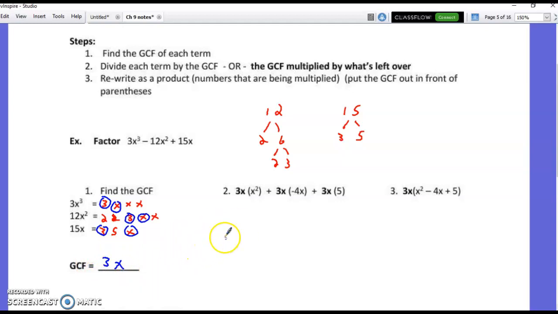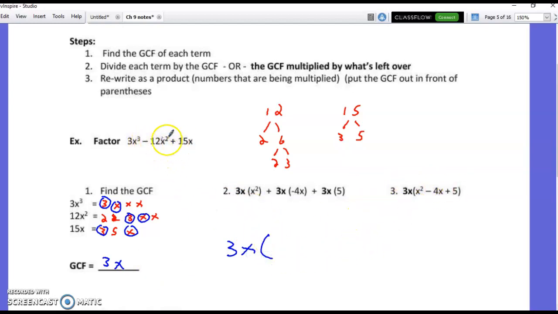So now that's going to be the number on the outside. And you can see here, step 2, it says divide each term. So I can take a 3x and divide a 3x out of each of these terms. But I think the easiest way to look at it is multiply by what's left over. So I'm going to put a 3x on the outside. So this 3x here, I'm going to end up with this. I'm going to put a parentheses.